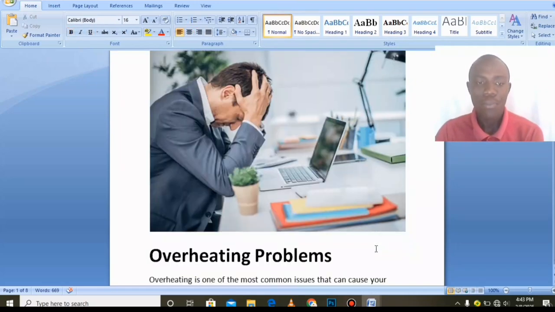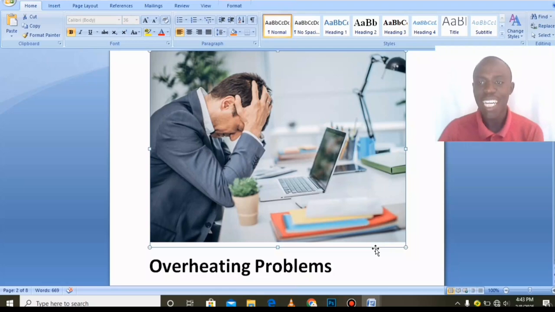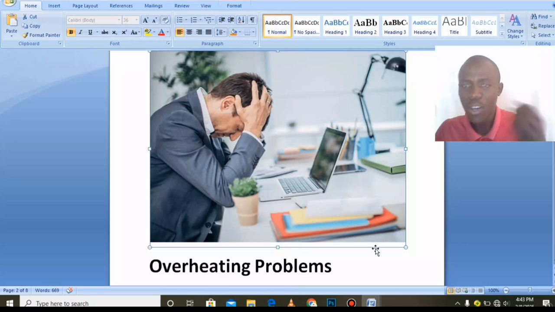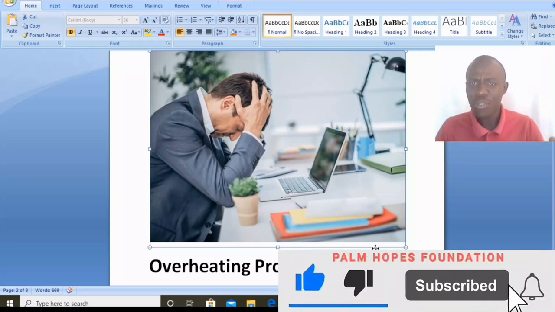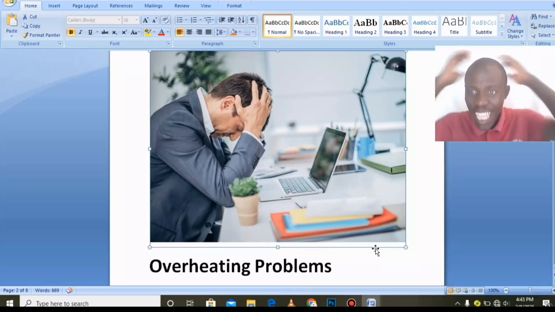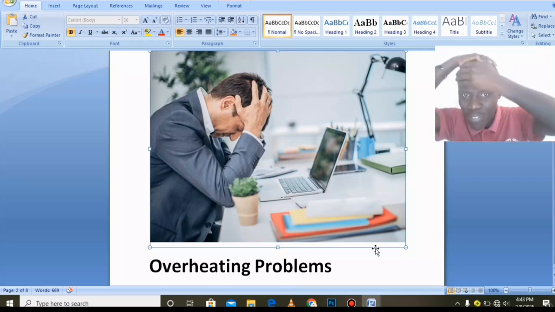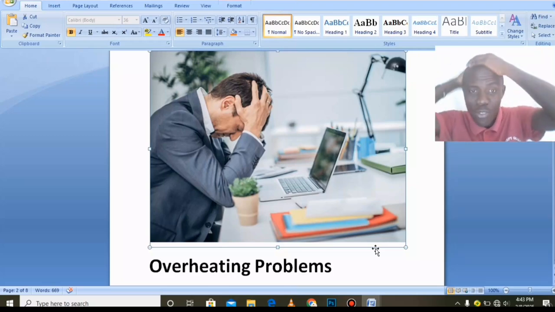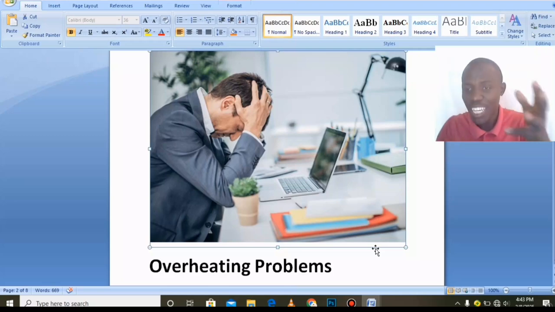So I think you can see this man here. You see this man? He's having his computer, but now he's frustrated. He's asking himself, what can I do with this computer? Maybe the computer is failing to start due to overheating. Maybe this computer is failing to start due to something else. But the guy is totally frustrated. He's totally asking himself, can I destroy this computer? What can I do to this computer?